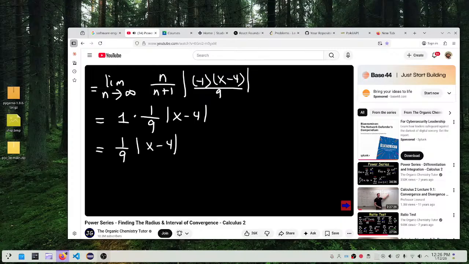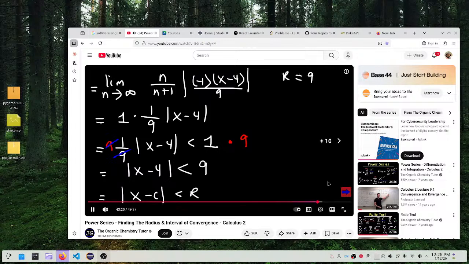And this is going to converge when the ratio test is less than 1. So now what we need to do is multiply both sides by 9. And so these will cancel. And so now we have the absolute value of x minus 4 is less than 9.